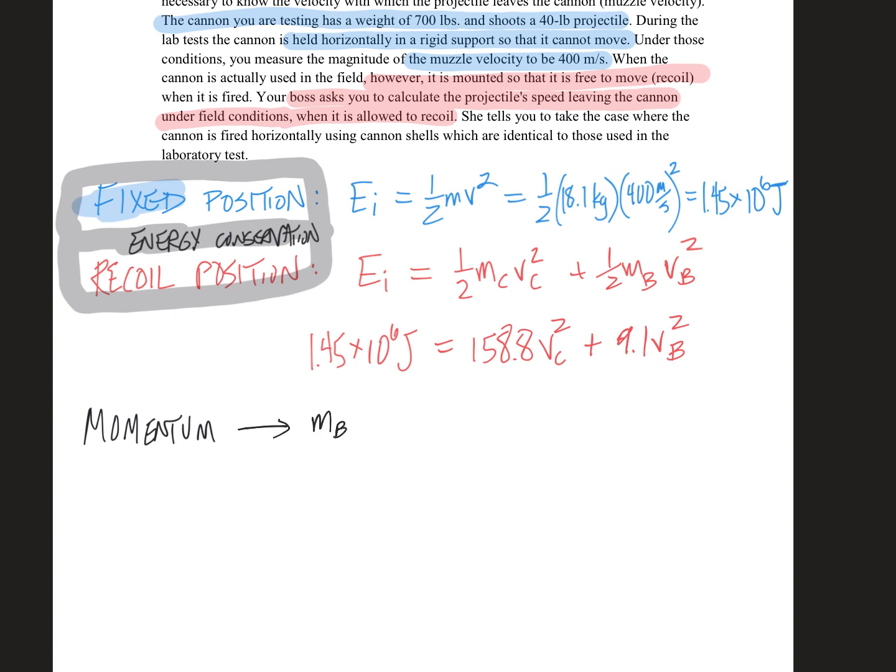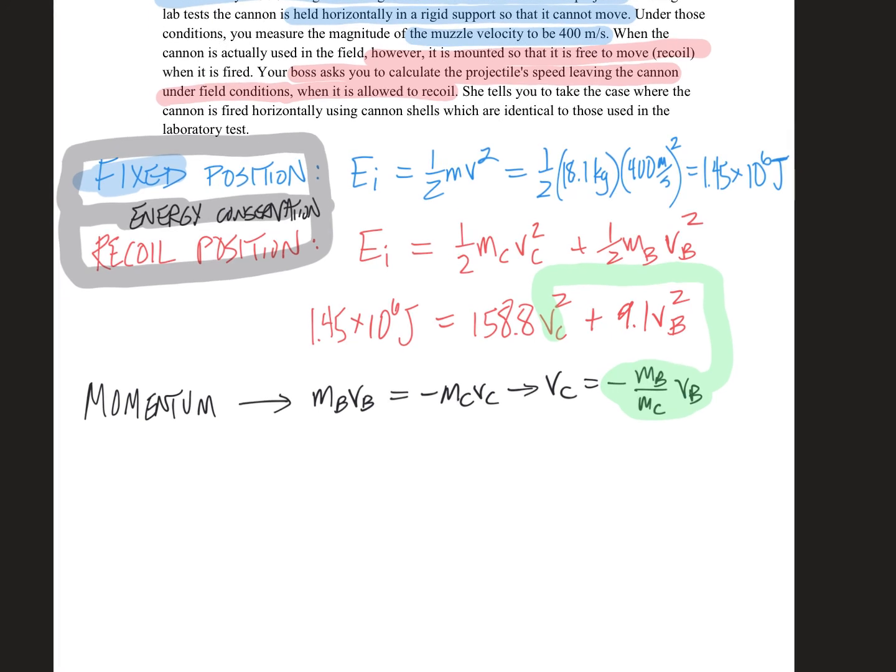The mass of the ball and the velocity of the ball has to be equal and opposite to the mass of the cannon and the velocity of the cannon, which means the velocity of the cannon is going to be the negative ratio of the ball's mass to the cannon's mass times V B. And when this goes into there, V C goes away, and it's all in known quantities except for V B, the thing that we want to know.